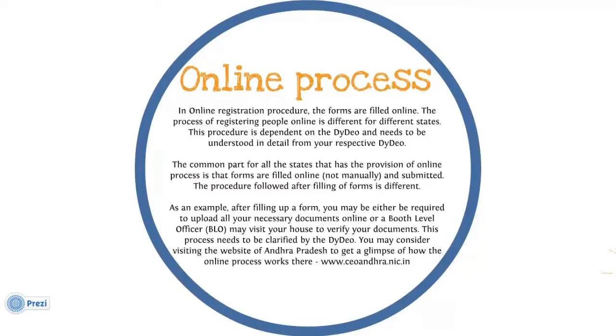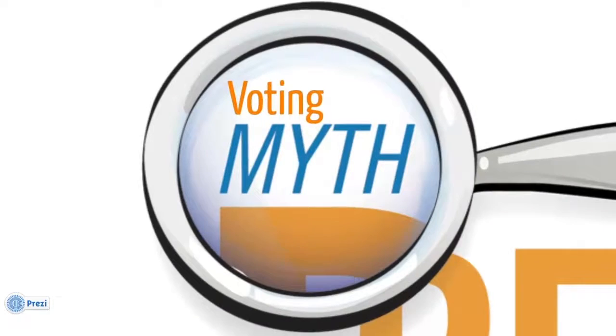As an example, after filling up a form, you may be either required to upload your necessary documents online, or a booth-level officer may visit your house to verify your documents. This process needs to be clarified by the DYDEO. You may consider visiting the website of Andhra Pradesh to get a glimpse of how the online process works there. www.ceoandhra.nic.in. Let's have a look at common myths people have about voting.